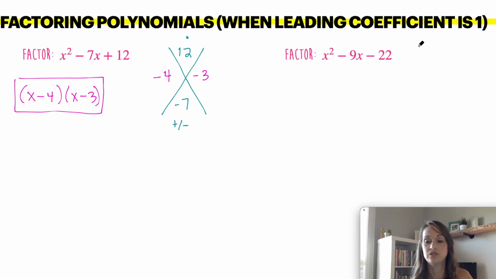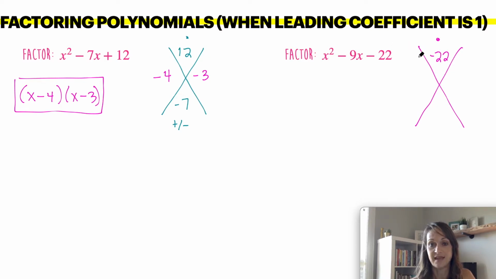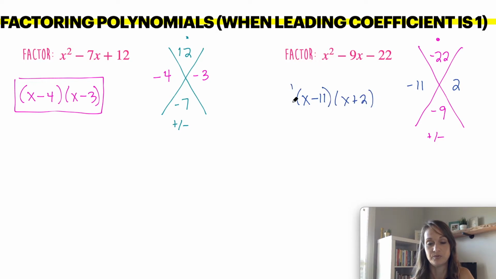In this case, when you do the big X, the outside term, -22, is what is multiplied to get that. And then the inside term is what adds or subtracts to get -9. So what two terms multiply to give you -22, but they add or subtract to give you -9? And the answer is -11 and a +2. The negative has to go with the 11 because when you subtract, you have to get a -9. So your factors would be x minus 11 and x plus 2.